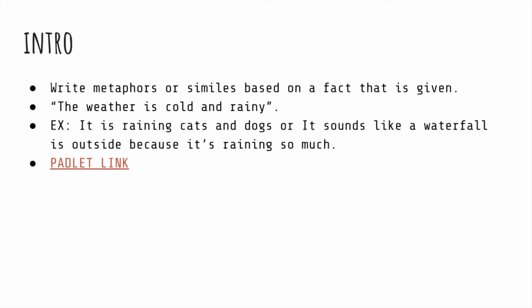Some examples of a metaphor is raining cats and dogs, or an example of a simile for that fact is it sounds like a waterfall is outside because it's raining so much. Right? Simile is comparing 2 things while using the word like or as. The amount of rain outside is being compared to a waterfall, right? Because it's raining so much, it's very noisy. And cats and dogs is being compared to rain. It's how big the droplets are, right?